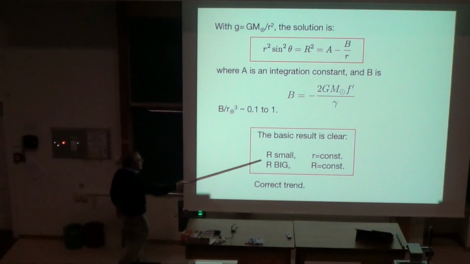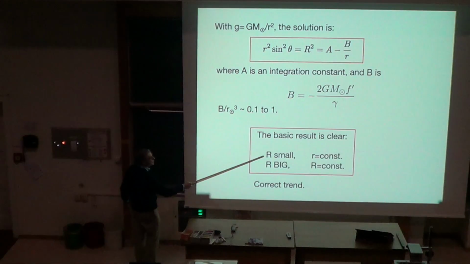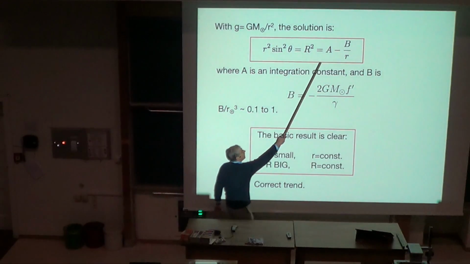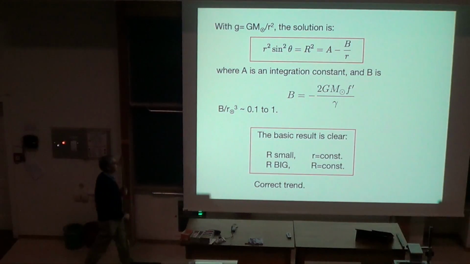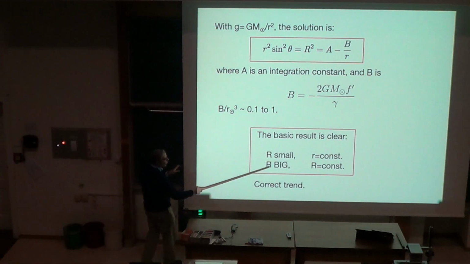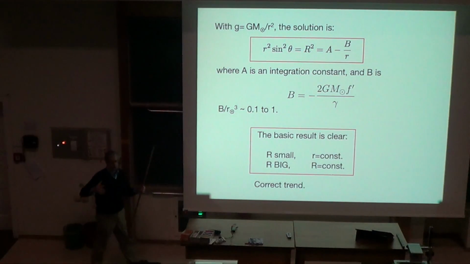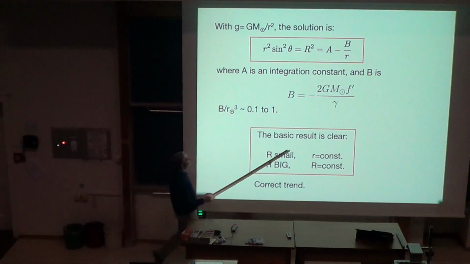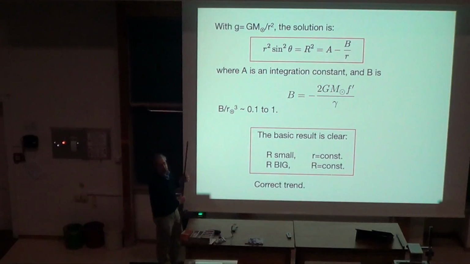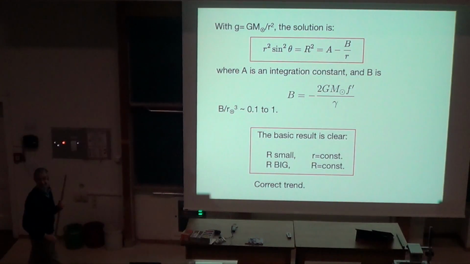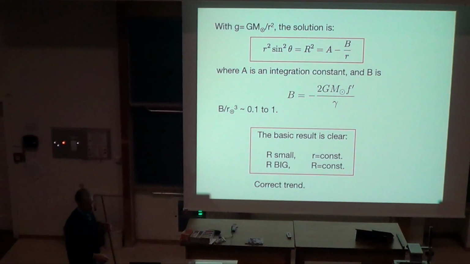It says when I'm near the axis, when capital R is small, the dominant balance is between these two terms, so that R is a constant. When I am far away from the axis, like at the equator, then the dominant balance is between these two terms, so that cylindrical R is a constant. And that indeed is exactly the trend that the data show.